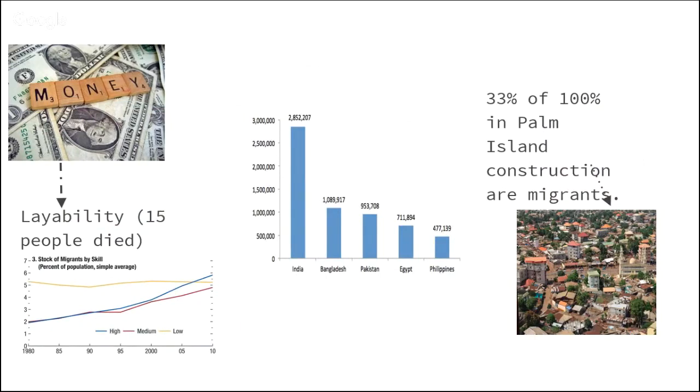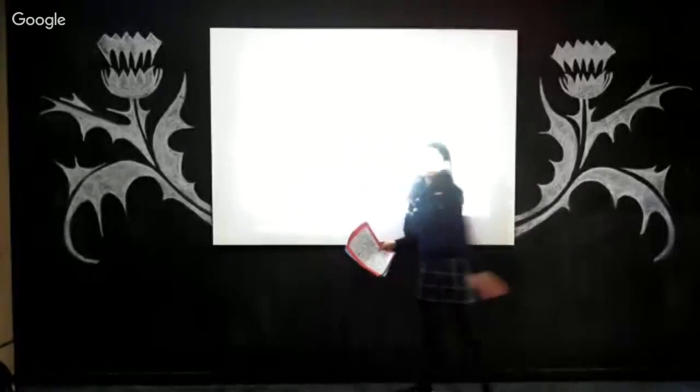Here there's also a graph of how skilled the migrants are: high skilled, low skilled, or medium skilled. Mostly before the construction, they were all low skilled, but when the construction started, they began to grow and they became high skilled.